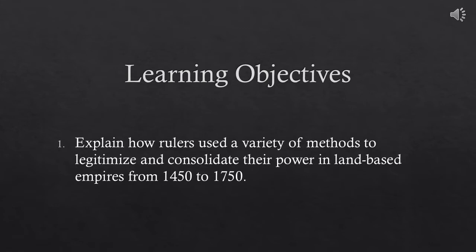In the last presentation, we specifically looked at the Qing Empire, the Mughal Empire, the Ottoman Empire, and the Safavid Empire. We also looked a bit at the Songhai Empire and the Russian Empire. Today, we revisit those land-based empires and see the methods and techniques they employed to keep their empire intact throughout the early modern period, 1450 to 1750.